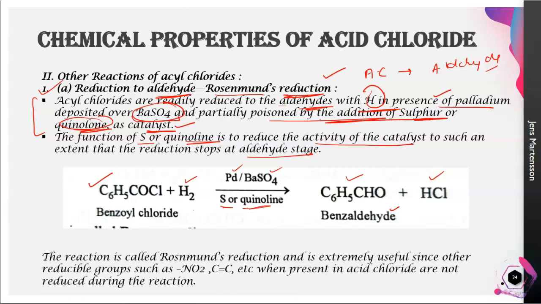This reaction is known as Rosenmund's reduction, and it is extremely useful since reducible groups such as nitro, NO2, and C double bond, when present in the acid chloride, are not reduced during this reaction. That is what we have discussed about the Rosenmund reduction, where acid chlorides get reduced to benzaldehyde.